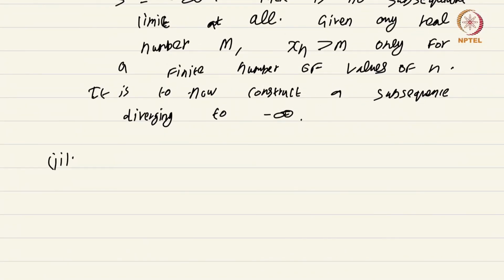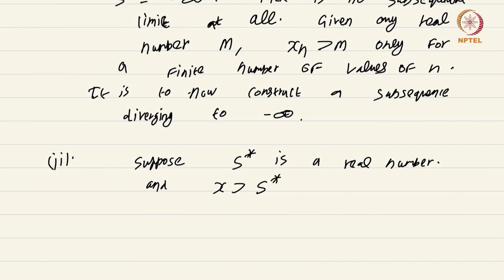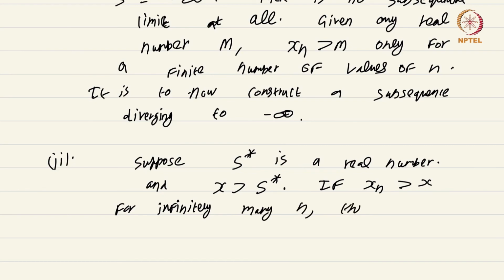Okay, now again we can use a similar logic to what we have seen so far. Do the following. Suppose this S star is a real number. It's a real number. Of course, if S star is plus infinity, there is really nothing to show. Okay, so suppose S star is a real number and x is greater than S star. Okay, then if xn is greater than x for infinitely many n, then there is a subsequence. Again, same logic, there is a subsequence x_{n_k} which is strictly greater than x for all k, right?